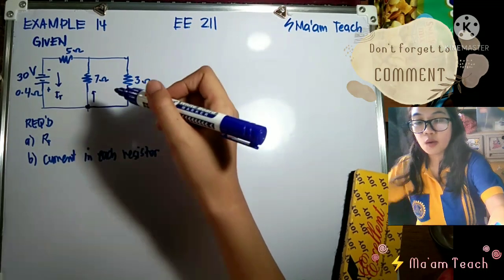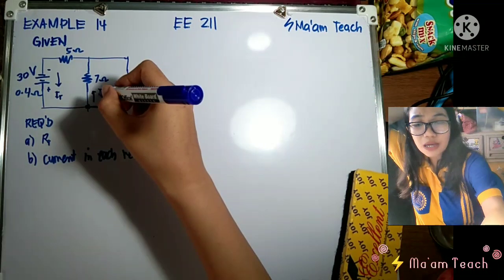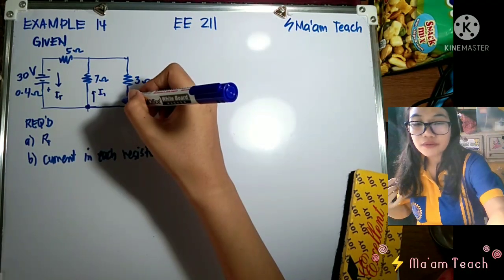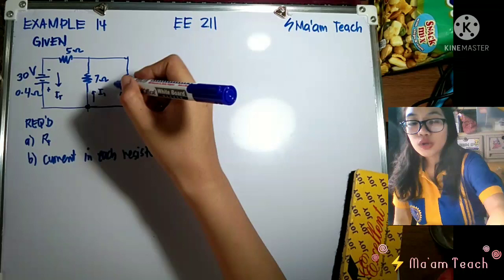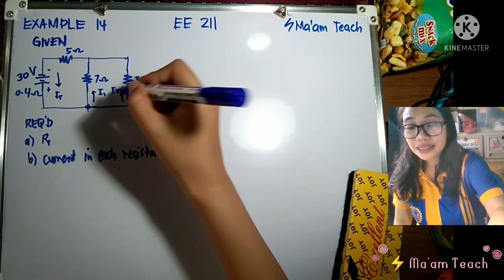Now, going here, at this junction, what will happen is there will be current flowing here in our 7 ohms. So let's name this as our I sub 1. And there will also be current flowing here in our 3 ohms, which let's name it as I sub 2.